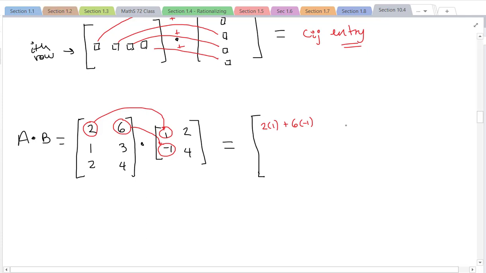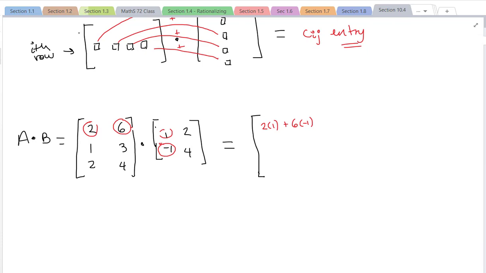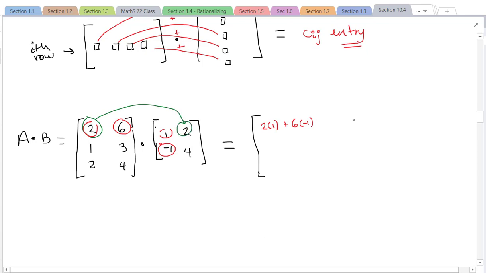And so now for the entry of the second column, I'm going to do the first row still, but now I'm going to do times the second column. So it's going to be 2 times 2 plus, and then 6 times the entry of the second row, second column. So plus 6 times 2. And so on. We move down the line.